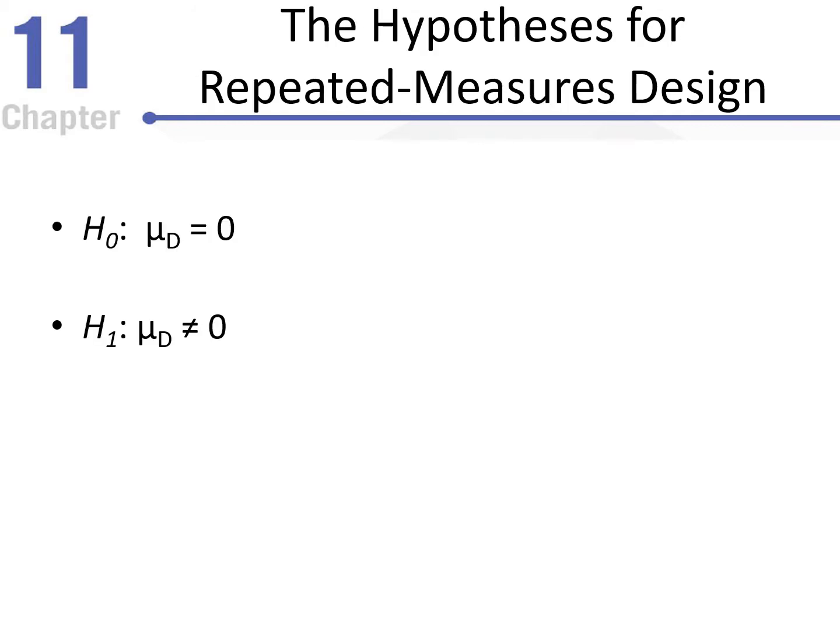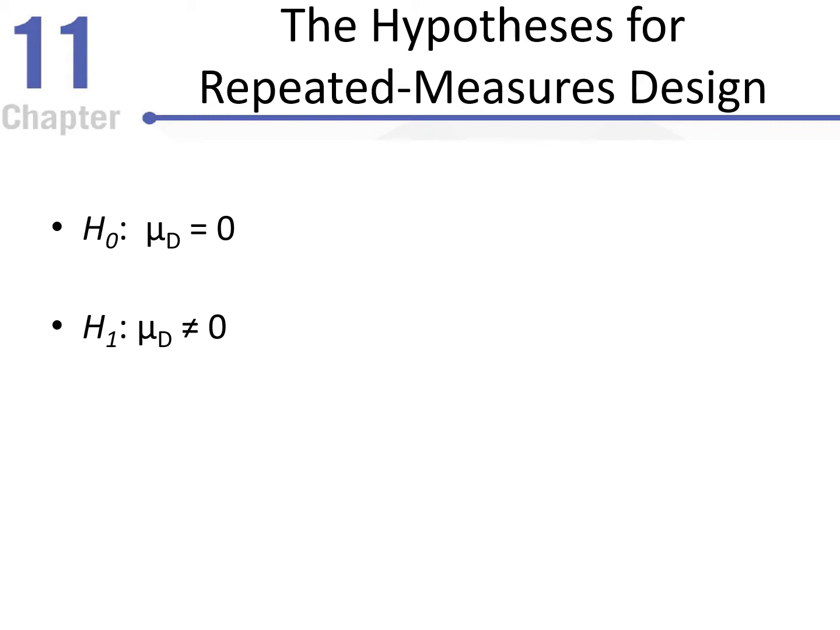Now the hypotheses for the repeated measures design: the null hypothesis says that the mean difference is 0. So there's no difference between before and after, which is generally what you're looking at with repeated measures, before and after. There's no difference. The alternative, if you're doing non-directional, the two-tailed, says that there is a difference. So that mean difference is not 0.